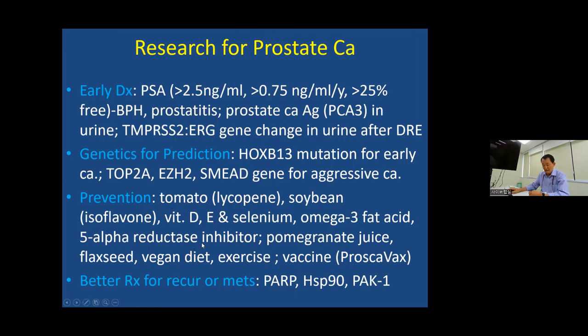Now, once we have recurrent metastasis, we have hormonal therapy and chemotherapy. And there is a lot of study now of immune therapy as well. So certain gene therapy using heat shock protein 90 or PAP gene therapy, that's also being studied, now working on research.